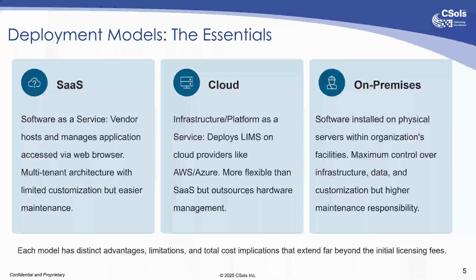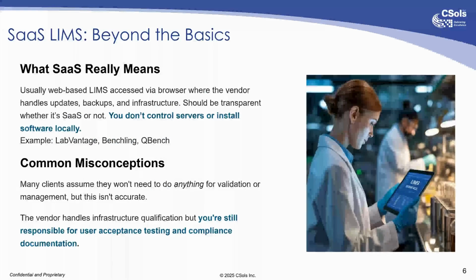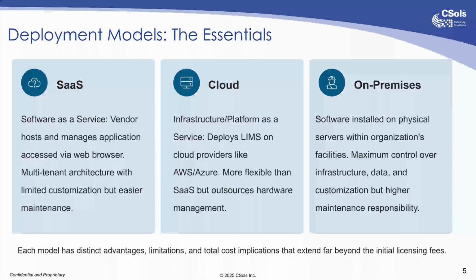So the deployment models, the essentials are basically, let's get some definitions out of the way. And so we have SaaS, we have cloud and on-prem. And the main difference between these is going to be how it's hosted. And with SaaS, we're talking about software as a service. The vendor is going to host it. They're going to manage the application. You're usually going to access it via a web browser. You might have multi-tenant architecture, which means that you are sharing the application server and some of the hardware with other SaaS customers.